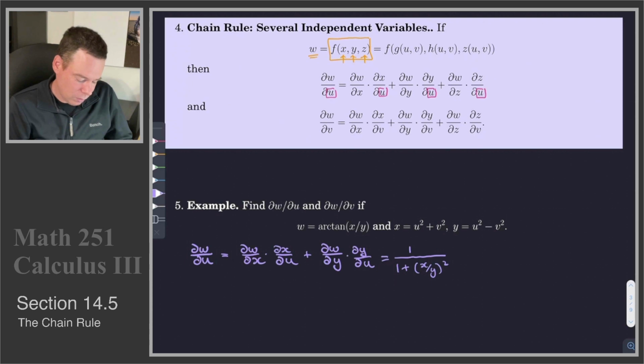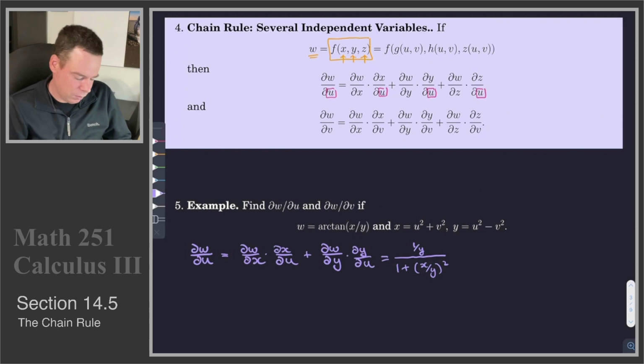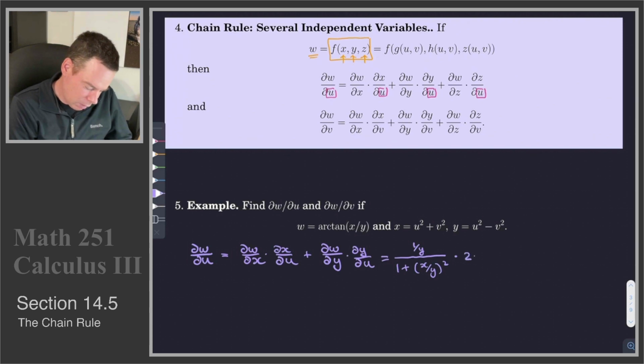So I need to take the derivative of x over y with respect to x. So that becomes a 1 over y. So I'll just put that up top here. That's a 1 over y, the derivative of the inside function of arctan of x over y with respect to x. And then I need to multiply by the derivative of x with respect to u. So that becomes a 2u.